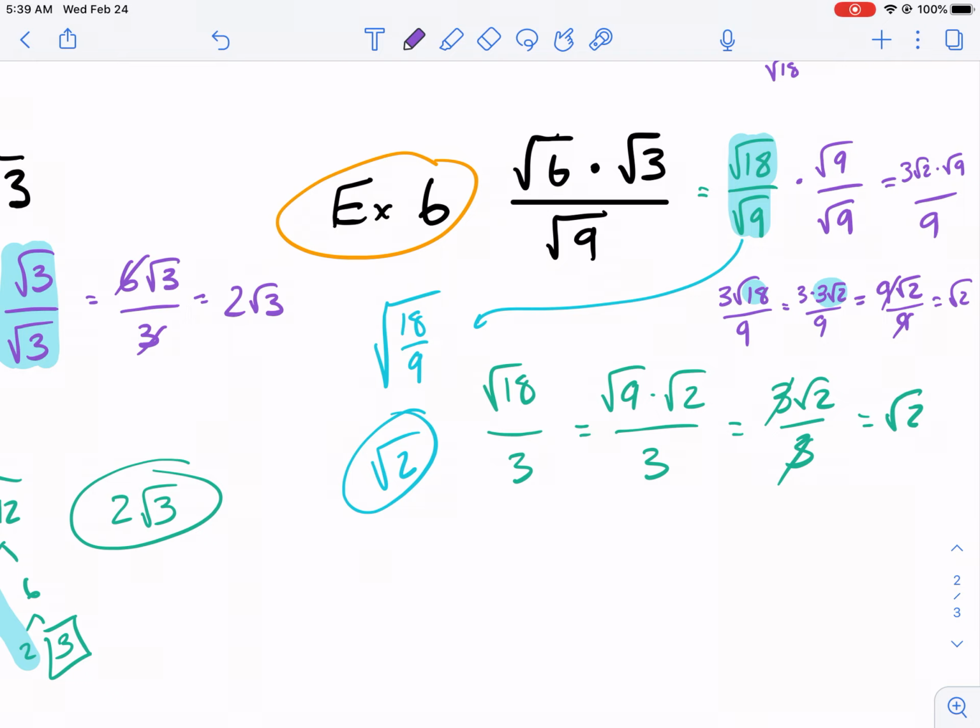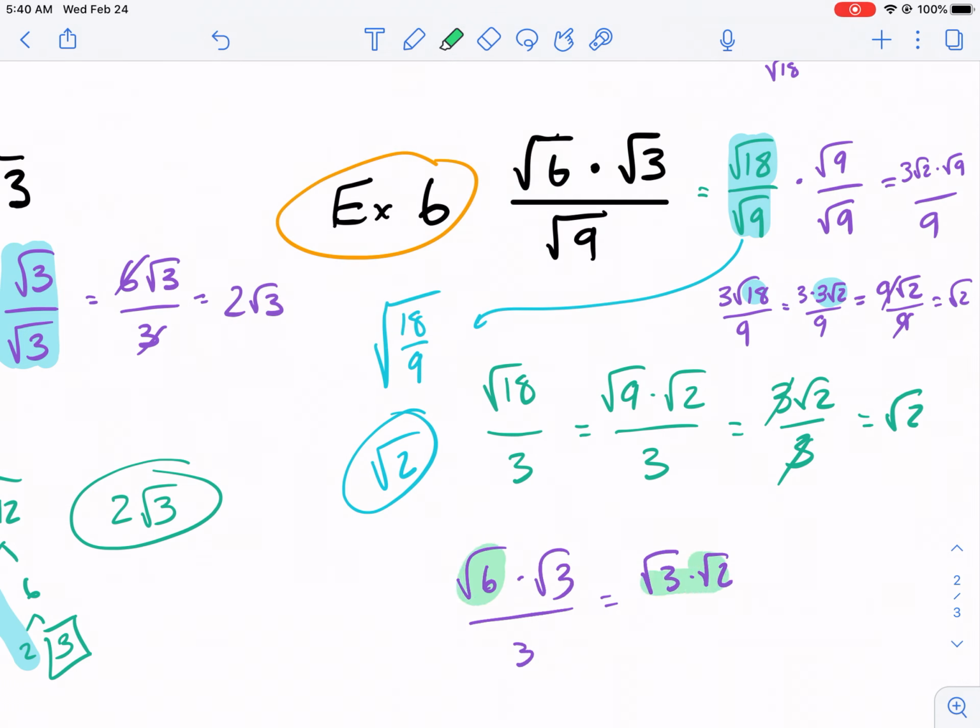Another way to do this, I'm going to show you real quick. Okay, let's use the first way where we just put the 3 in the bottom. So radical 6 times radical 3. We already know that's 3 in the bottom. Square root of 9 is 3. We can simplify the top to be radical 3 times radical 2, because that's equal to, let me change the color.